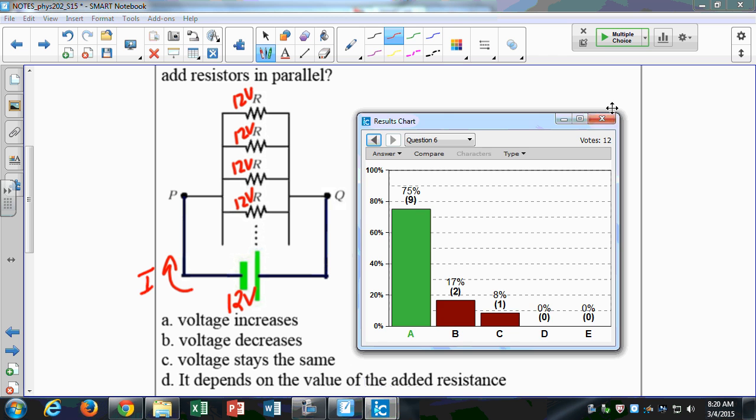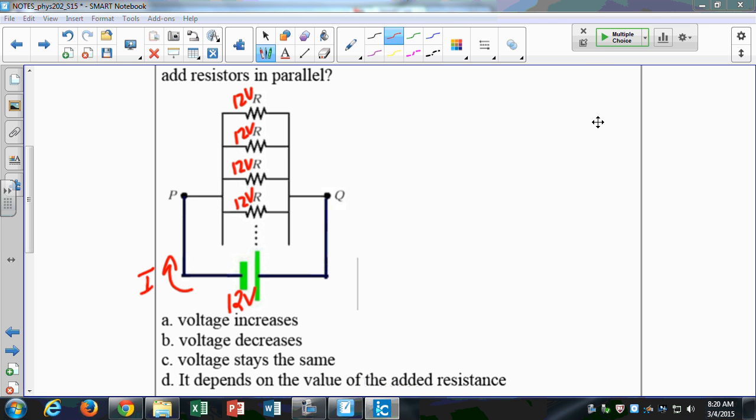All right, that total current will increase. If I have 6 resistors, each having 2 amps, then I have 12 amps total current. But if I have 10 resistors, each having 2 amps, what will be my total current? 20 amps. So as I add resistors in parallel, that total current keeps increasing more and more. That's what happens in your house. The current is dictated by whatever the demand is on the power.